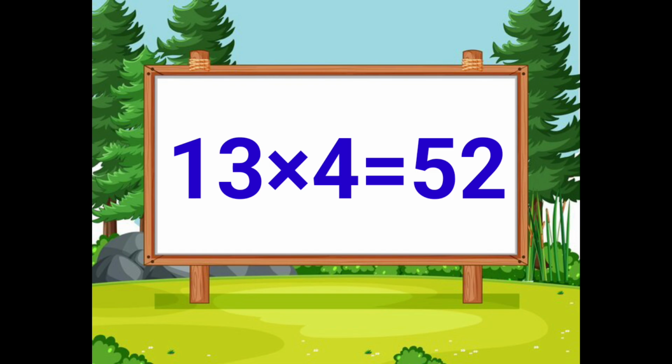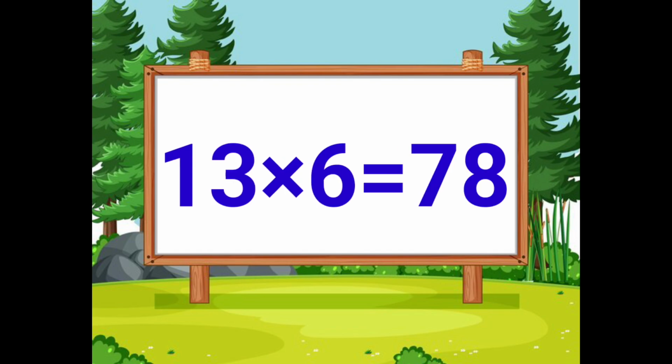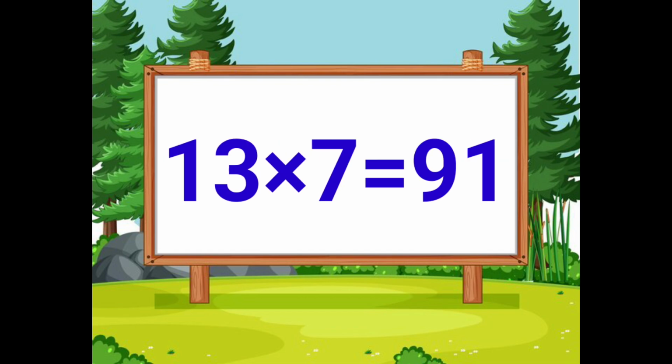13 fours are 52. 13 fives are 65. 13 sixes are 78. 13 sevens are 91.